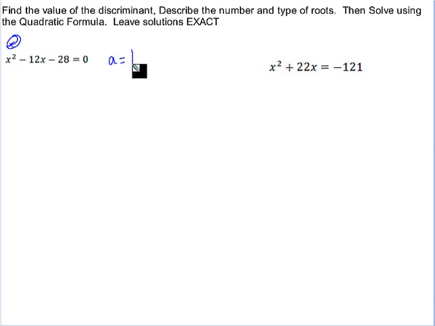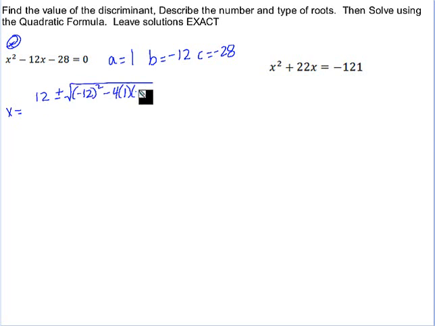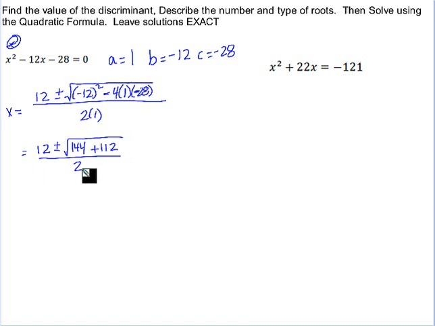Some of you, it will be helpful for you to say a is 1, b is negative 12, and c is negative 28. And then plug it into your formula. So x equals negative b, so it'd be positive 12, plus or minus the square root of b squared, so negative 12 squared, minus 4 times a, so 1, times c, so negative 28, all over 2 times a, which is 1. So this is equal to 12 plus or minus the square root of 12 squared, which is 144. 4 times 1 times 28 is 112. These are both negative, so it's plus 112, all over 2 times 1, which is 2.